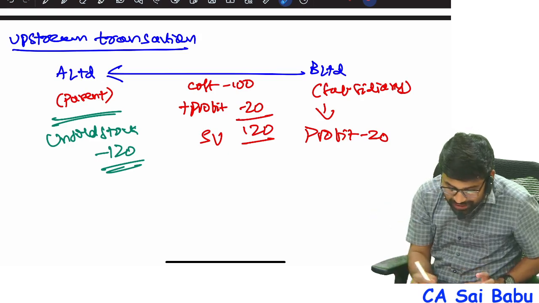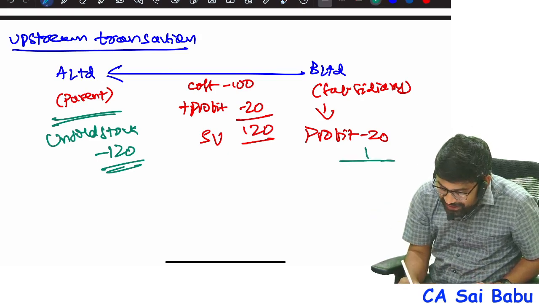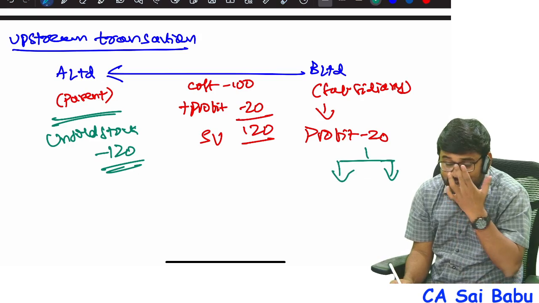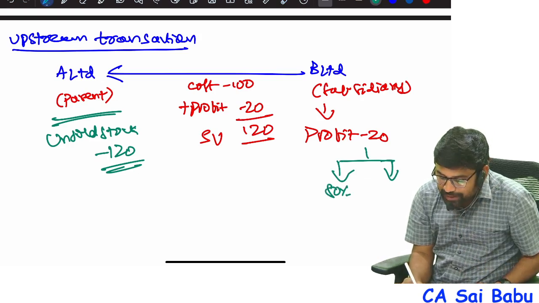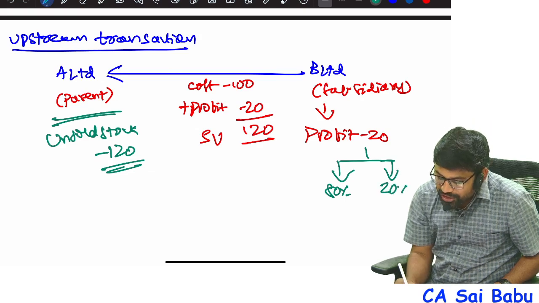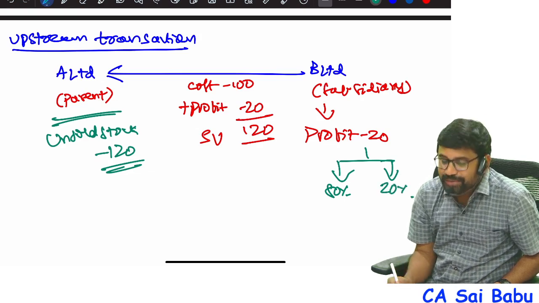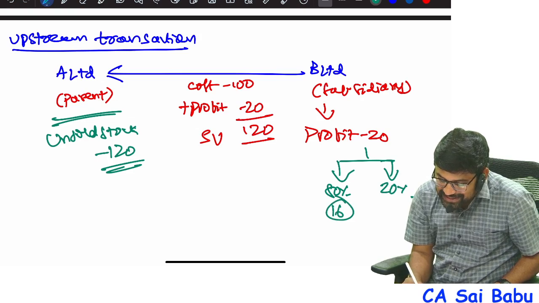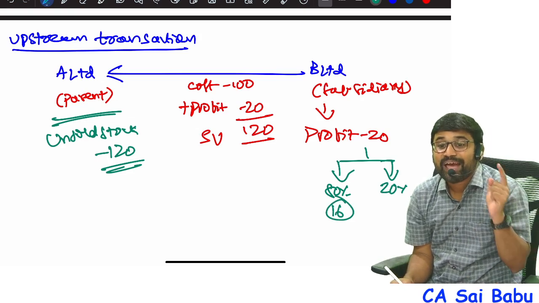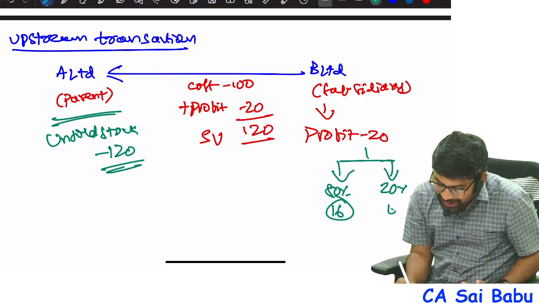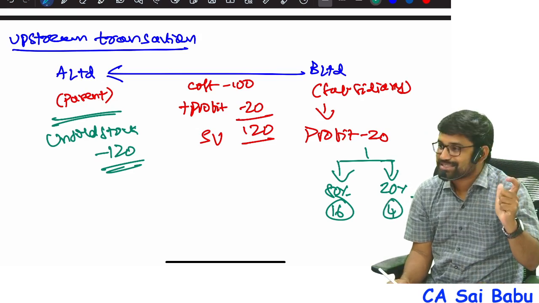So therefore, you need to see this. In this 20, suppose in the subsidiary company, 80% is held by the parent and 20% by minority interest. So in this 20, 80%, that means 16, will be eliminated from the parent company reserves. 4 is eliminated from minority interest.